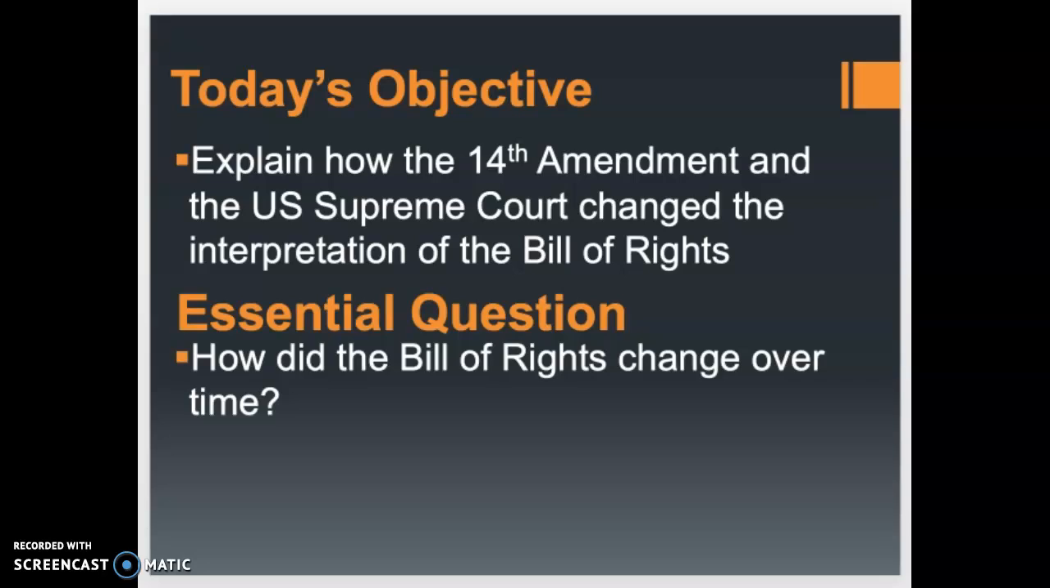The objective in today's video is to explain how the 14th Amendment and the U.S. Supreme Court changed the interpretation of the Bill of Rights, looking at how the Bill of Rights changed over time.